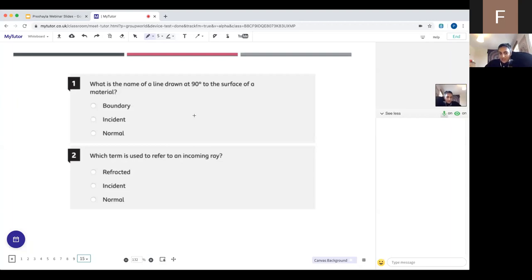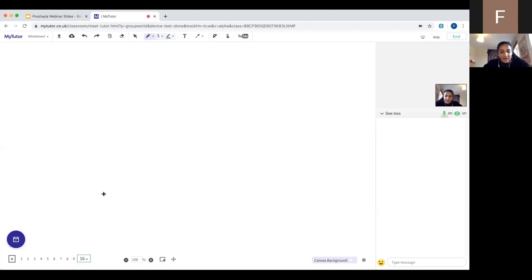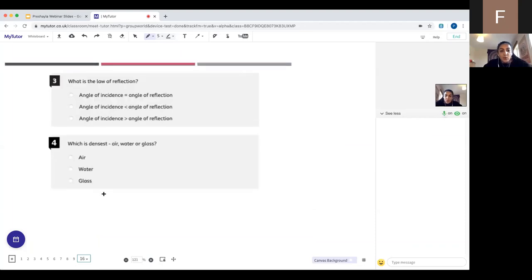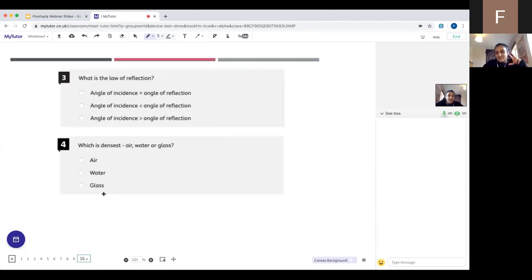So what is the name of a line drawn at 90 degrees to the surface of a material? That is the normal, absolutely. Which term is used to refer to an incoming ray? Incident. Cool. Well done to those of you that got that right, and I think that was every single person, which is really good. And then the next one, what is the law of reflection? So that equation for reflection, but not really, more of a law.